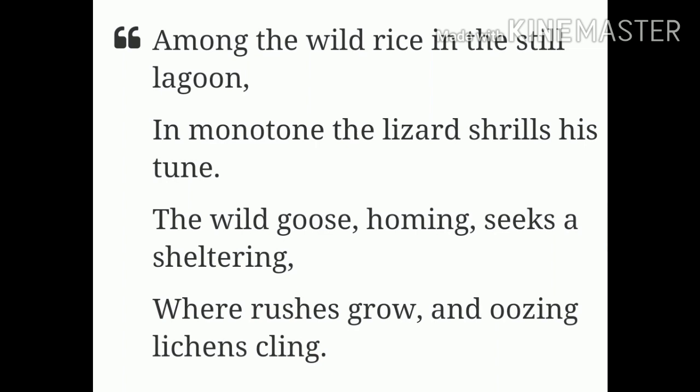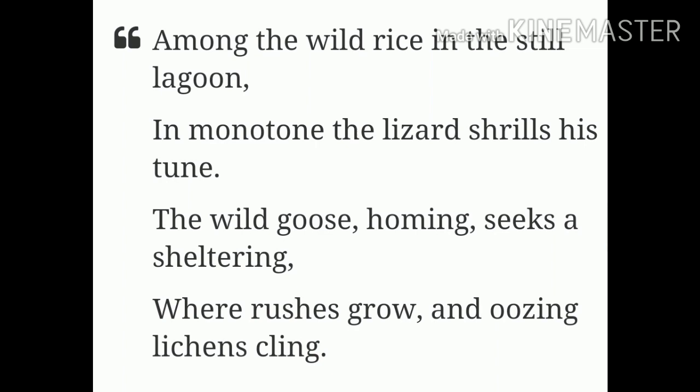In monotone, the lizard shrills his tune. Monotone means sound that continues on the same note without getting any louder or softer. The lizard is said to be shrill, that makes a loud, unpleasant sound in his tune. It means lizards continue to make the same sounds in the marshes.